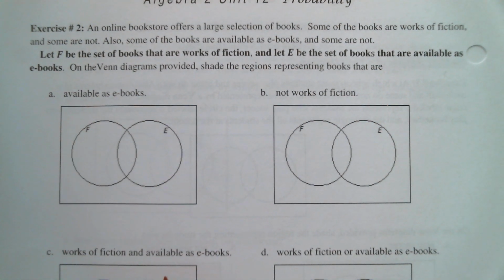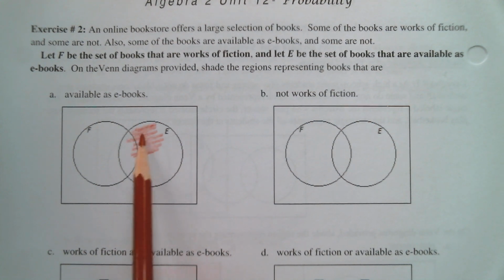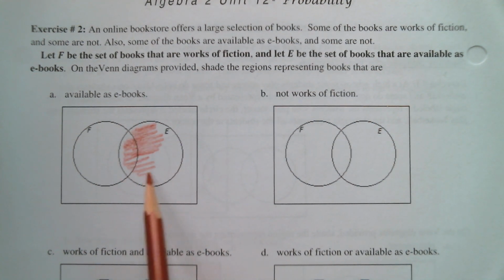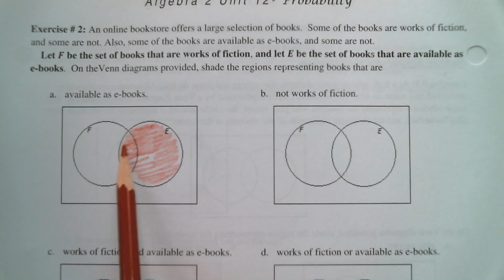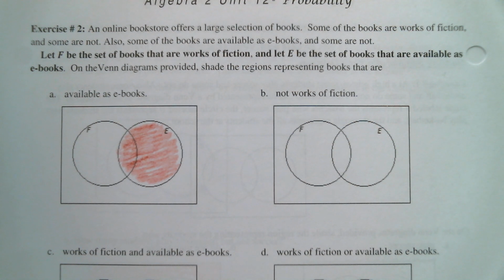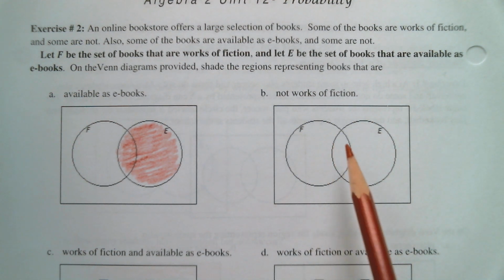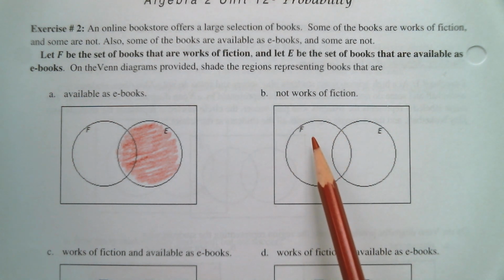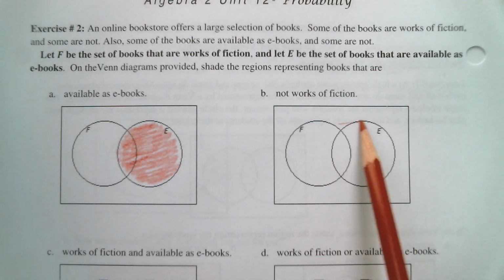So A, available as ebooks. Well, ebooks would be all of circle O. Sorry, that'd be circle E, not O. B, not works of fiction. So not fiction. Well, circle F is all of those that are fiction. So not fiction would be everything outside of F.